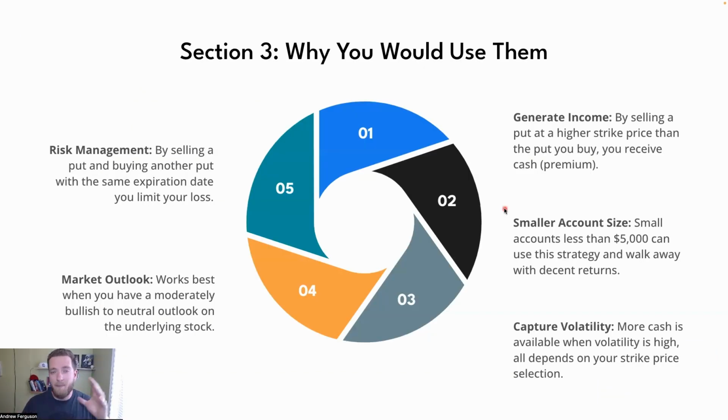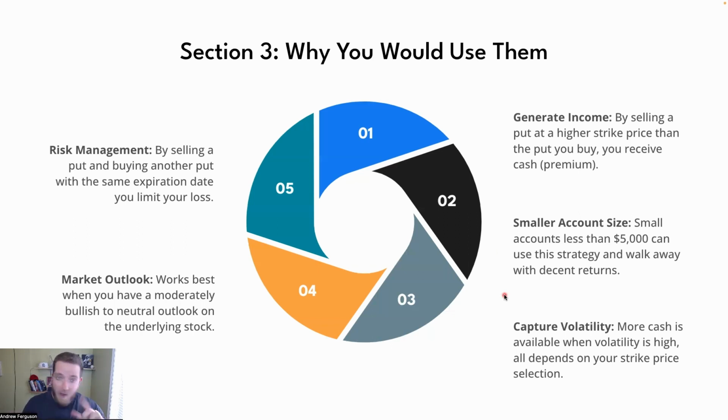So why use a bull put credit spread? Well, first off, you can generate income by selling those option contracts and get paid on a weekly or monthly expiration date. You can also do this with a smaller account size because the risk is limited and is known upfront. You don't have to buy 100 shares of stock. You don't have to have a lot of capital in your account. This is a great trading strategy for a smaller account of under $5,000 or less.